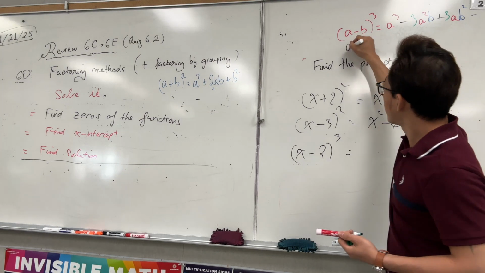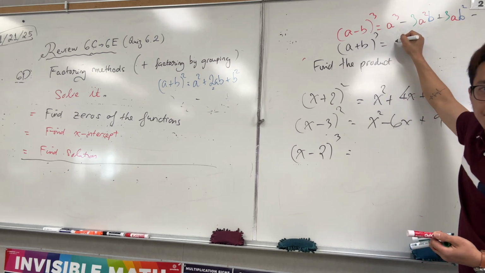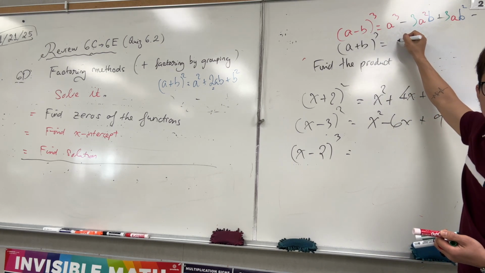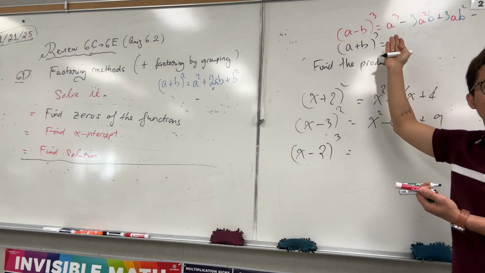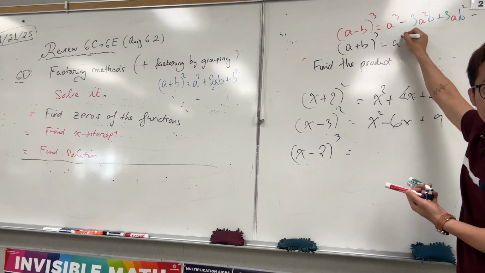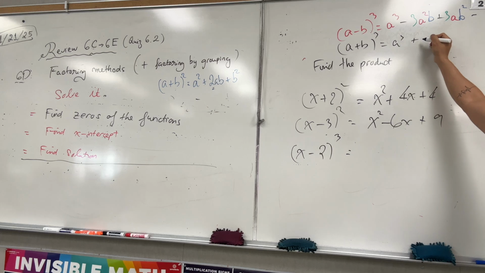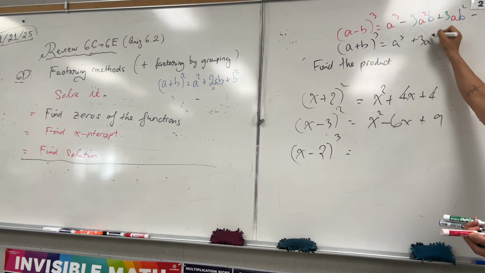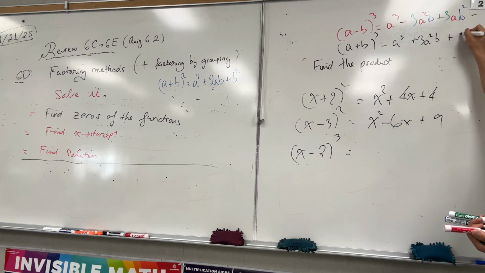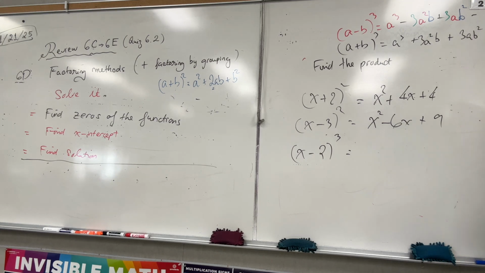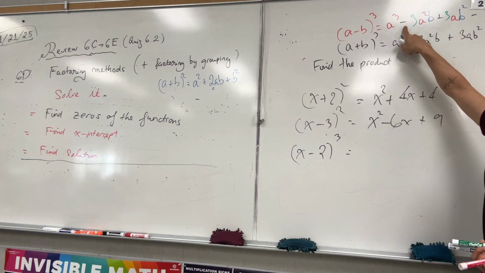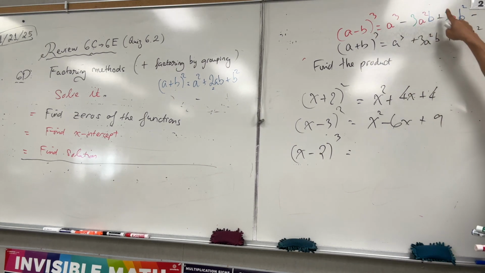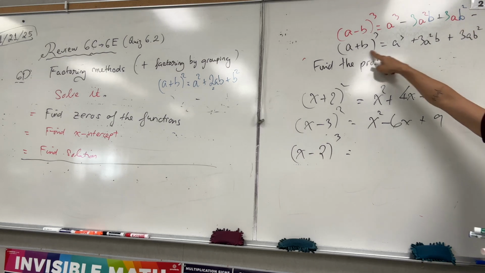Challenge yourself, okay? How about this? Ladies and gentlemen, they're the same thing. Don't stare at me. This is the same thing. What is it? A cubed plus, right? That's the only difference. 3A squared B plus 3AB squared plus B cubed. Exactly the same. It's just different in the sign. And remember, when they're negative, the first one is going to be negative as well. And you're alternating minus, plus, minus, plus. If they're plus, everything is going to be plus.